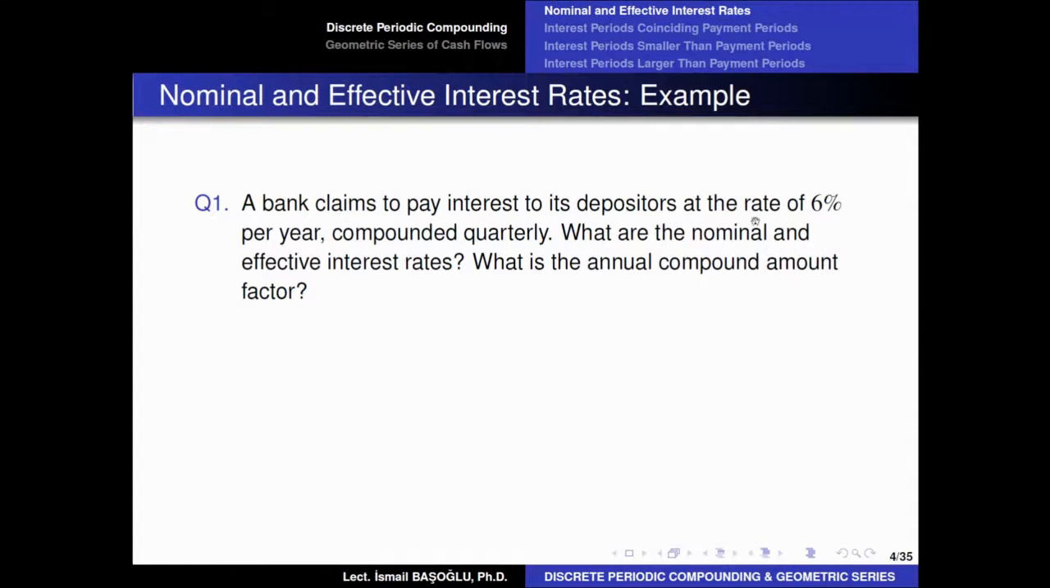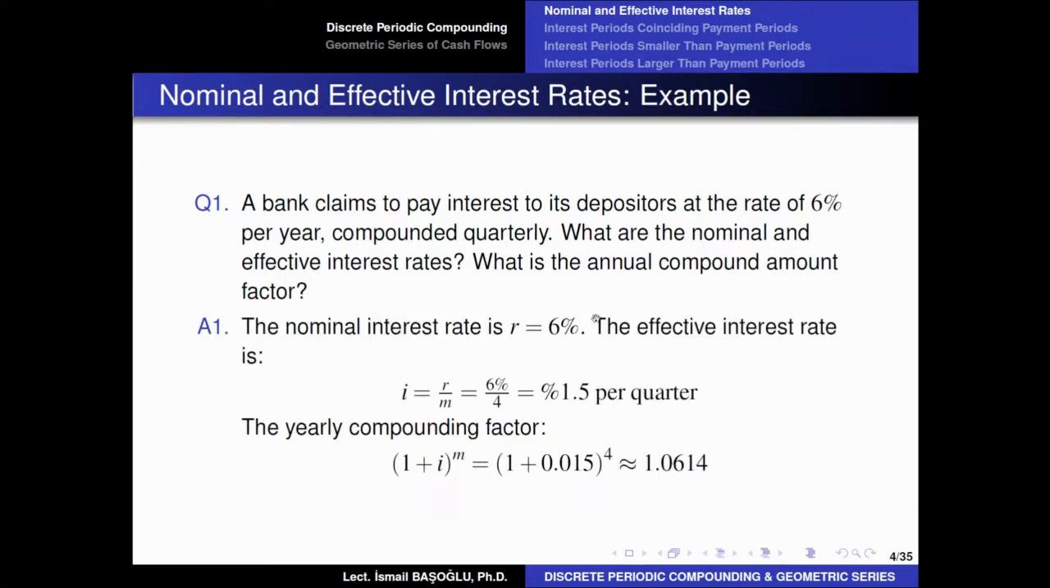So the question is this: what are the nominal and the effective interest rates? What is the annual compound amount factor? First of all, the nominal interest rate is 6%, which is written on the contract. So this is the annual interest rate which is claimed by the bank. Now, the nominal interest rate is not something that is realized. It is just a value which summarizes the annual nominal interest rate. It is just a value which is written on the contract.